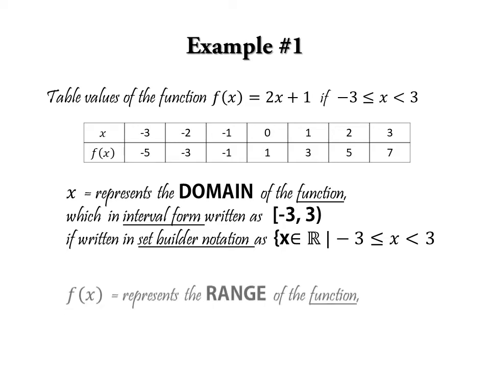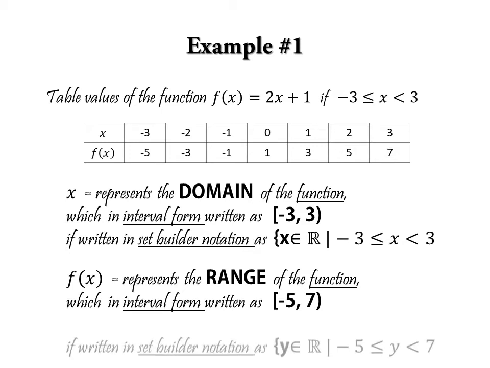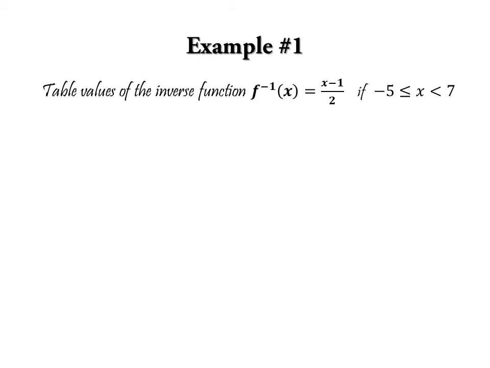How about for the range? So the function of x there represents the range of the function, which in interval form, we can write that one as closed interval minus 5 up to 7 open interval. If we're going to write that one in set builder notation, you have y is an element of R, where y is greater than or equal to minus 5 but less than 7.